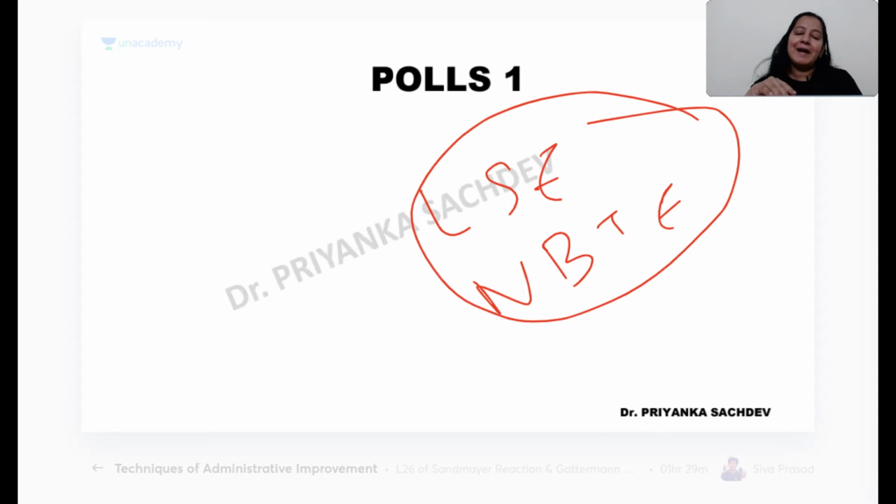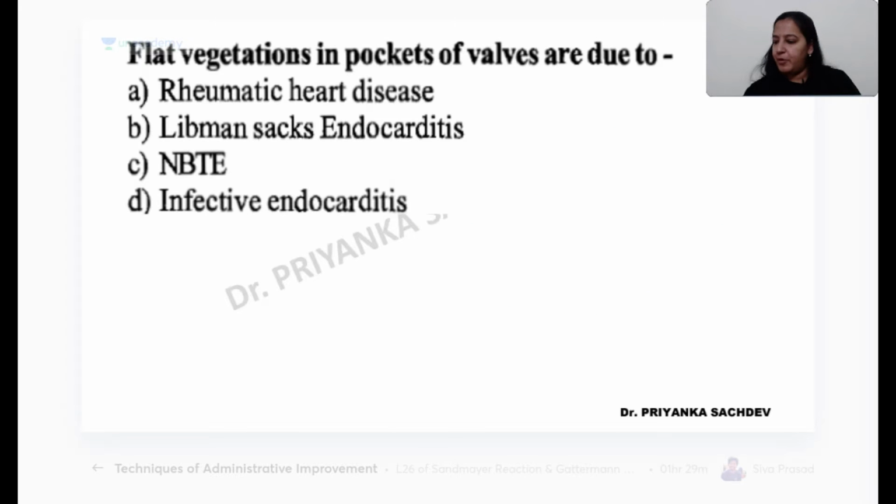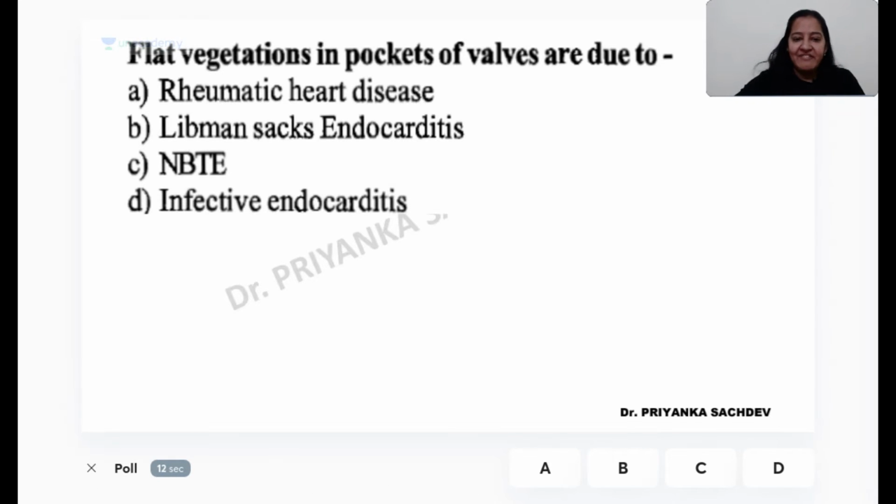Correct or not? So I'm launching the poll. You people are ready, I guess. So this is the first poll in front of you. Please do it. Just read the question. You have only 15 seconds. Flat vegetations. One clue is flat here. In the pockets of the wall. Second clue is pocket. So 2 clues are given in the question. You have to take the clues from the question, na?